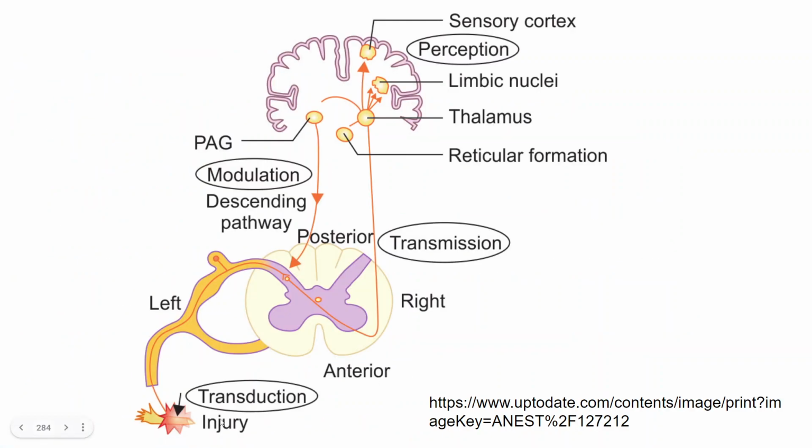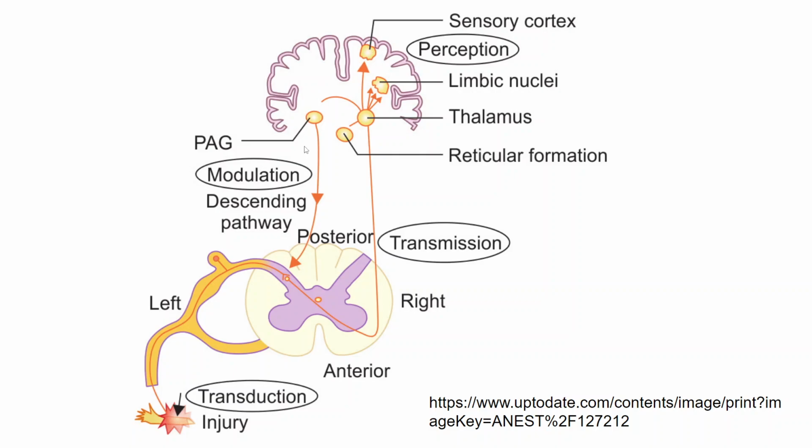Now, once the pain is produced in the local area, it's carried through the nerves to the spinal cord. From the spinal cord, it ascends up to the thalamus. In the thalamus, it's interpreted and it reaches the limbic system and the sensory cortex. Ultimately, the pain is felt at the sensory cortex.